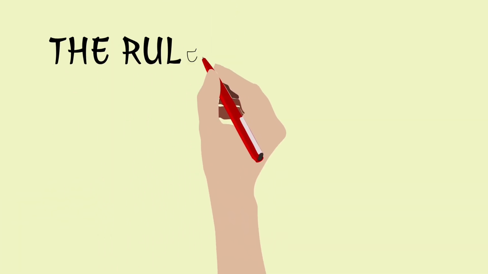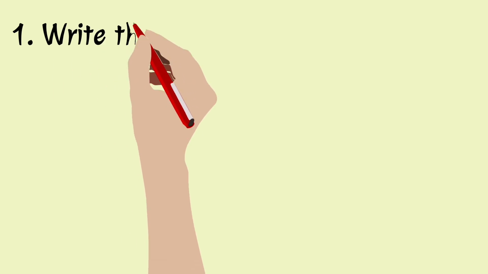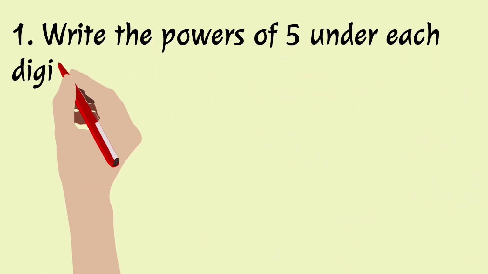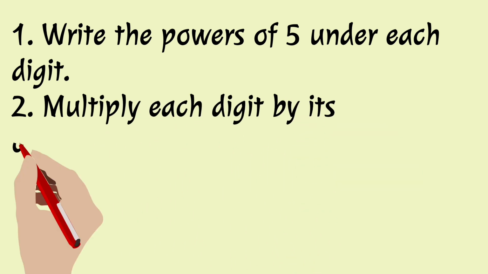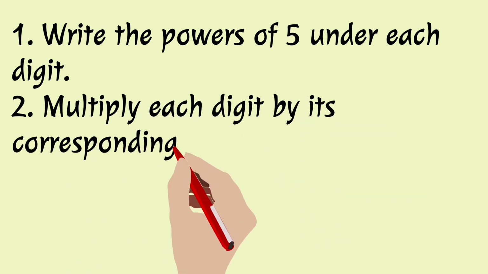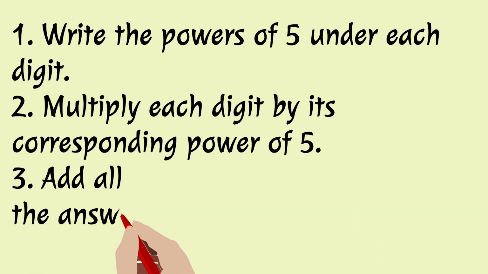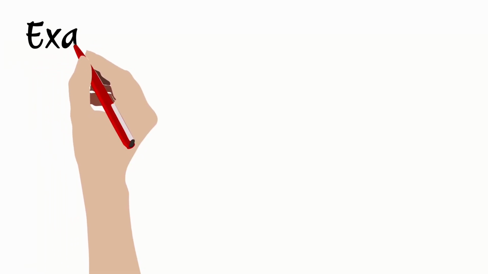To convert a number from base 5 to base 10, the first thing is we are to write the powers of 5 under each digit. Second, multiply each digit by its corresponding power of 5. And the third rule to note is add all the answers together. So let's see some examples.